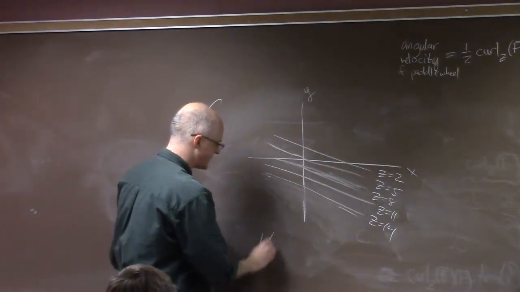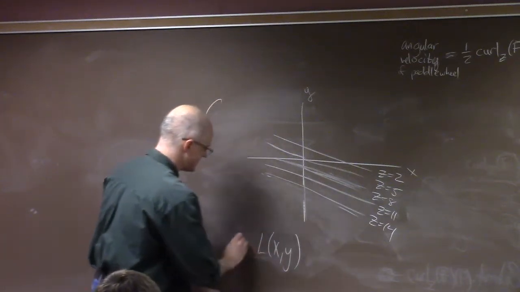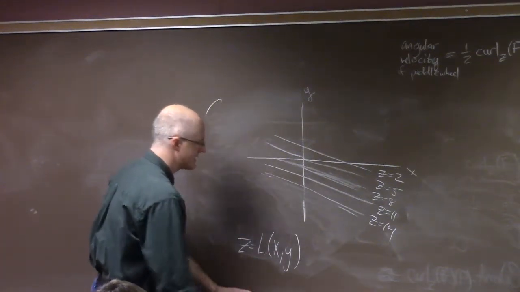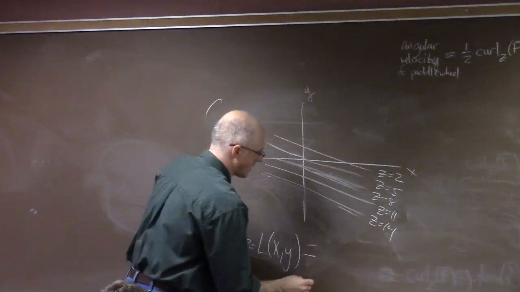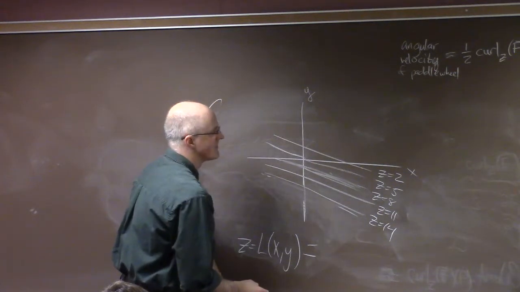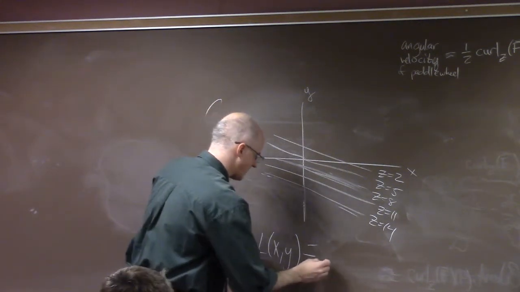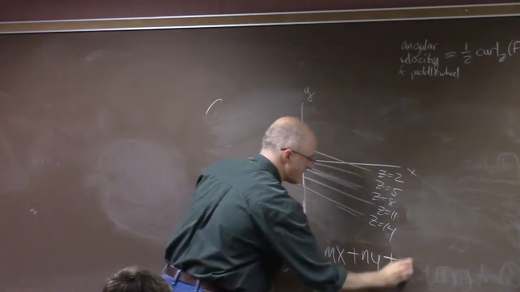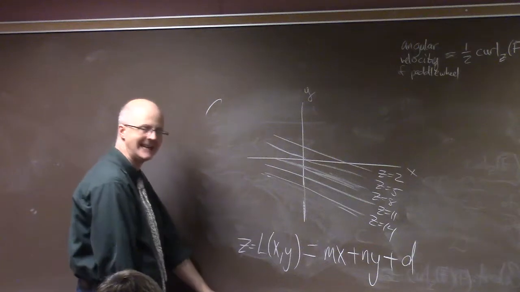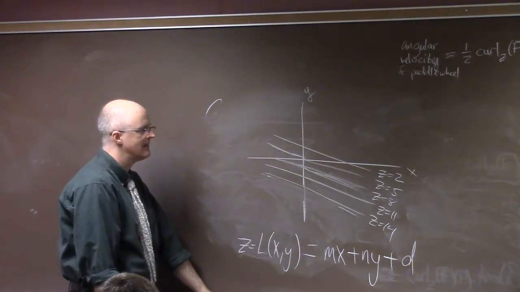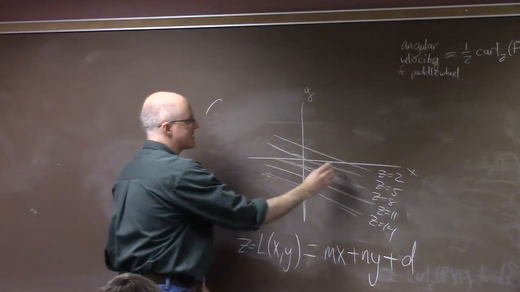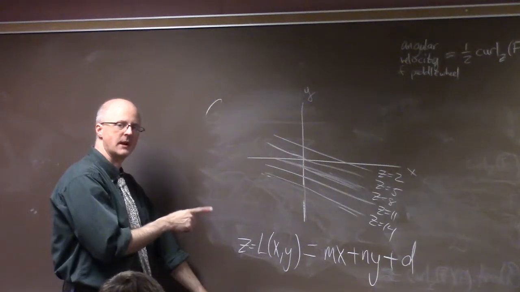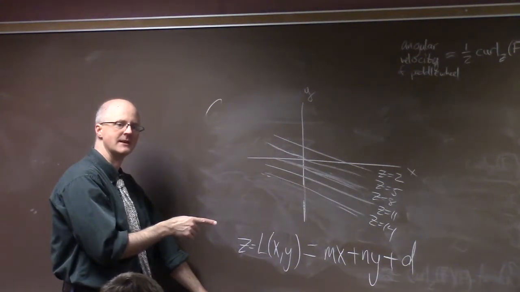What linear function z equals L of xy is going to have these level curves as the level curves in its contour map? It's a linear function, so you should be able to write its formula like this for some m, n, and d. As I've drawn it so far, you can only find one of those three numbers, m, n, and d. Which one can you find as I've drawn it so far?